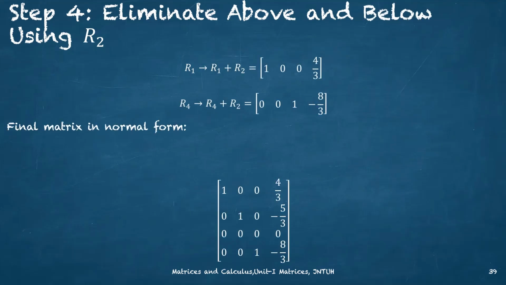Step 4. Eliminate above and below using R sub 2. In step 4, we use row 2 to eliminate the non-zero entries above and below its pivot. First, we update row 1 by adding row 2 to it. This gives us 1, 0, 0, 4 by 3. Then we update row 4 by adding row 2 to it, which gives 0, 0, 1, minus 8 by 3. Now the matrix is fully simplified and in normal form. The final matrix is first row 1, 0, 0, 4 by 3. Second row 0, 1, 0, minus 5 by 3. Third row 0, 0, 0, 0, and fourth row 0, 0, 1, minus 8 by 3.